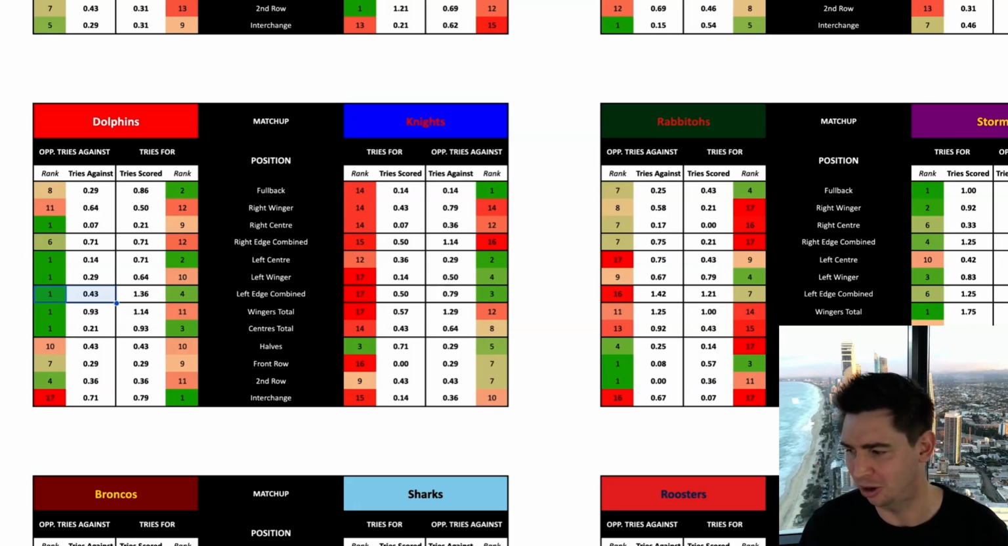Dolphins obviously in extremely good attacking form. Don't think they're going to run in 50 plus points against the Knights side, but they should still find close enough to the 30 points over in Perth.